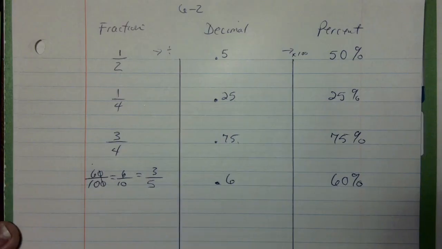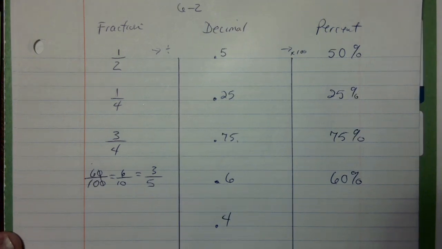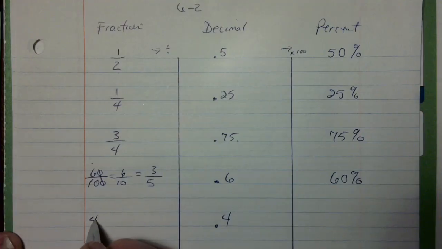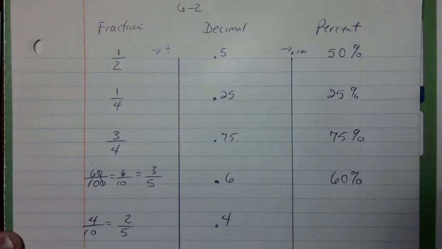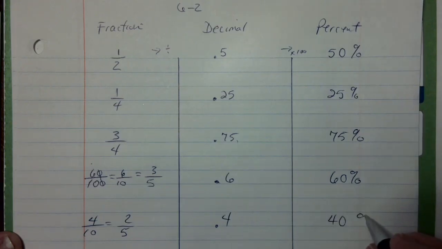Oh, well, what if they gave us the decimal version? What if they gave us 4/10? Then how do I go here and here? Well, we said 4/10, so that is 4/10. So let's reduce that. Divide by 2 is 2. Divide by 2 is 5. And then over here, to get from here to here, I multiply by 100, so I move it 2 places. So that is 40%.